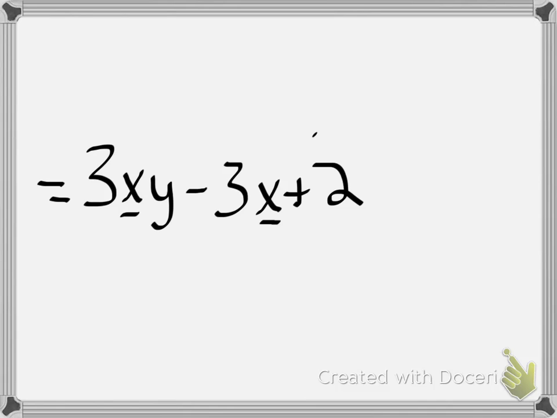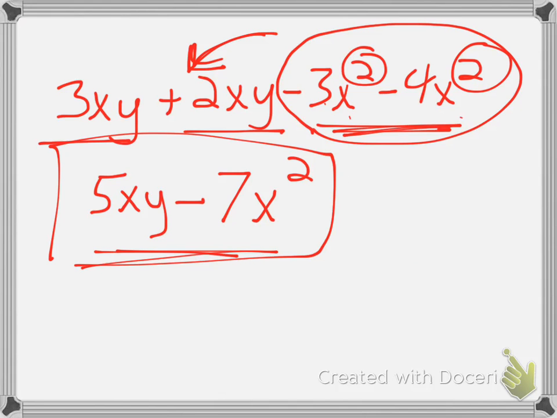Now, you notice it really didn't do anything. All we have is 3xy minus 3x plus 2. Well, right now, that's all we can do. Because we don't know what x is, we don't know what y is, so all we can do is simplify it by collecting like terms. So this is the answer. You're done.